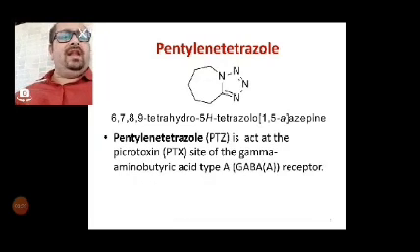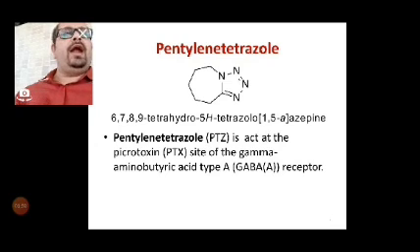Second drug is pentylenetetrazole, which comes under the same class. The name gives you an idea that it's a tetrazole derivative. Tetra means four, and azole means nitrogen. So four nitrogen containing ring. And ole gives you an idea that it is a 5-membered ring. So it's a 5-membered ring having 4 nitrogens and fully unsaturated ring. This ring is fused with azepine ring, and attachment is at 1,5 position, that is 5A position. Pentylenetetrazole is shortly called as PTZ.